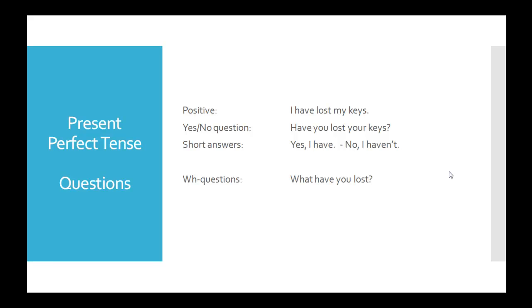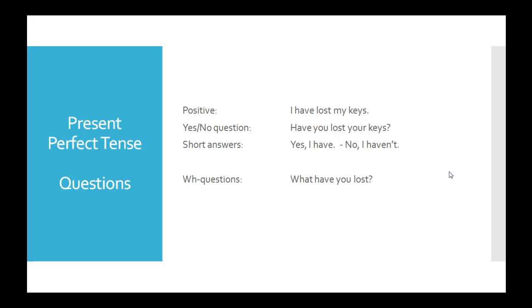How do we make questions in present perfect tense? If a sentence says, I have lost my keys, in order to make a yes-no question, we would change places of an auxiliary verb have and the subject, and we would get a question like this. Have you lost your keys? Possible short answers would be yes, I have, or no, I haven't.